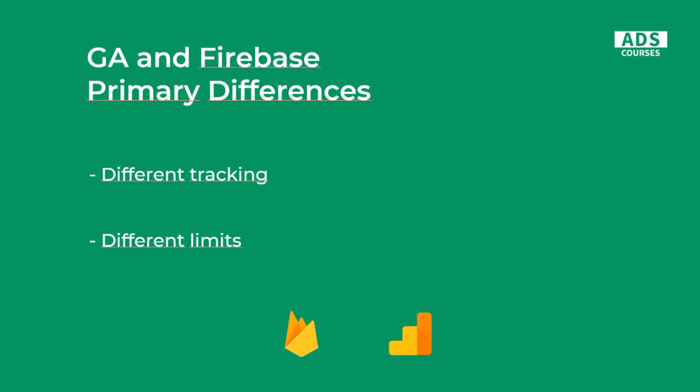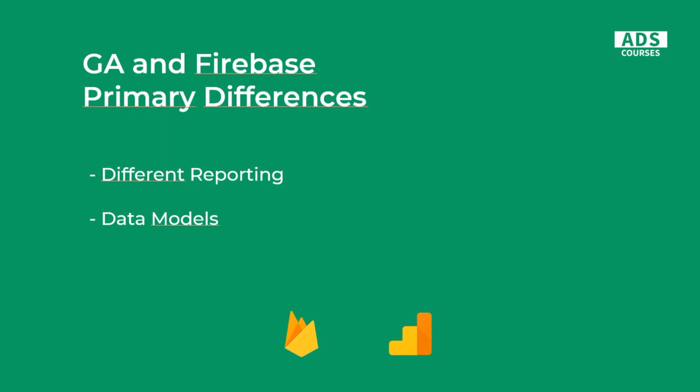And by that I mean 40 numeric event parameters and 10 texts. So this is a very important limitation. Okay, another difference is that they use different reporting and different data models.